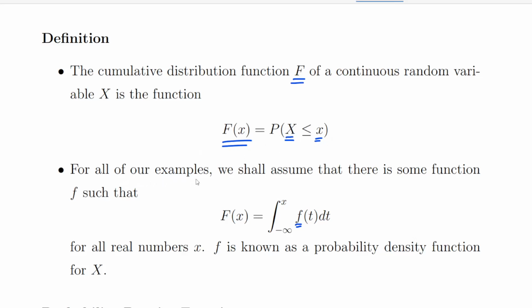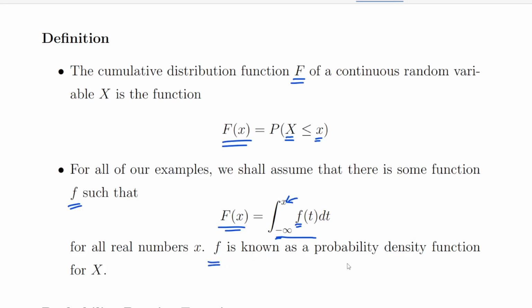Now, for all of the examples, what we're going to do is assume that there's some function small f of x such that F of x equals the integral from minus infinity to x, which is this value here, of this function f of t dt. Okay? When you evaluate this definite integral out, what you'll get is an expression in terms of x. So we use a different variable name when we are creating this integral expression here, just so when you get out an answer, it's in terms of x because of the upper limit being x. Now this is for all real numbers x, okay?